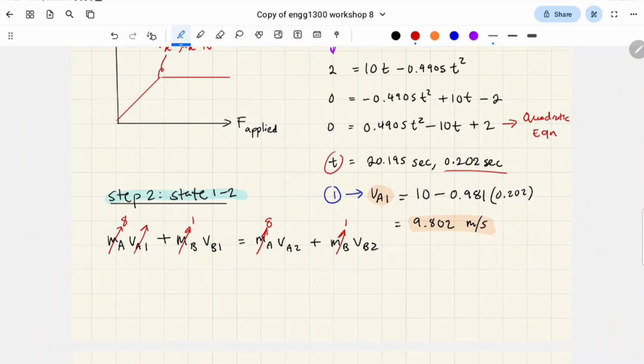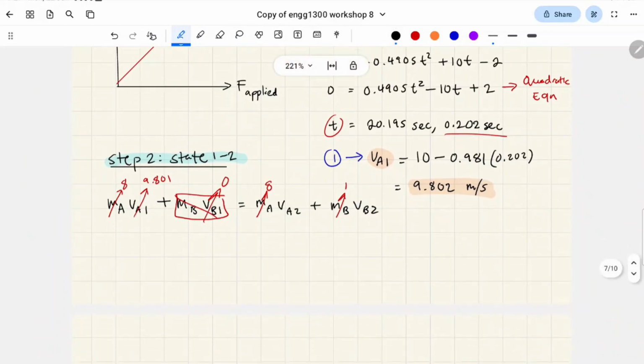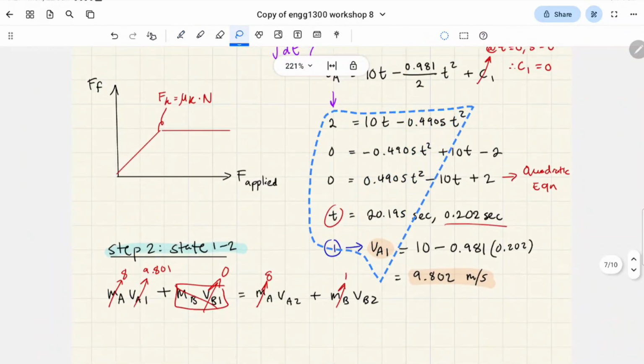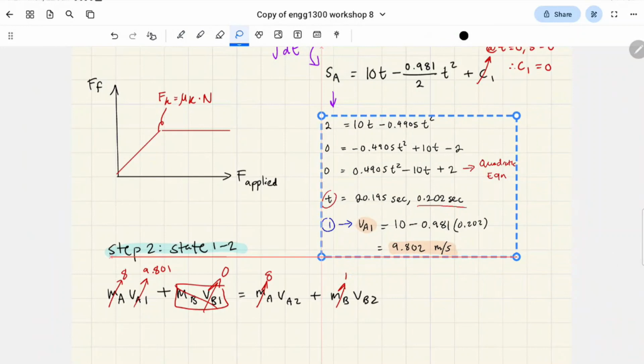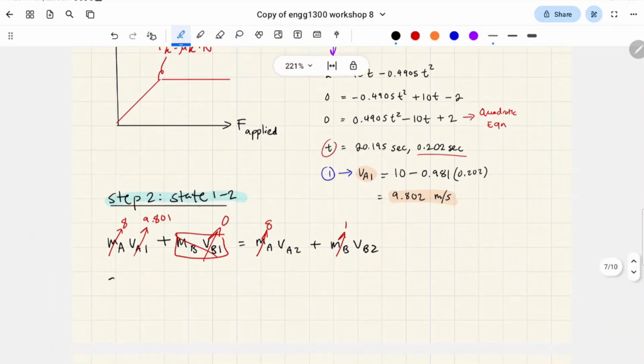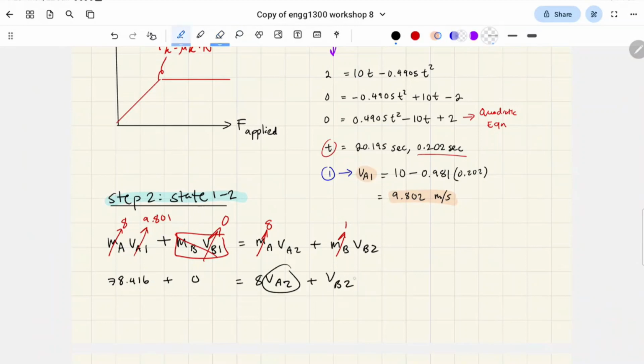So we solve for the VA1. Oh, and then VB1, so it starts not moving, right? So it's actually 0. So that whole term cancels out, right? Yeah, and then so we're given this. We're just simplifying here. Yeah, and basically we're gonna end up with these two unknowns.